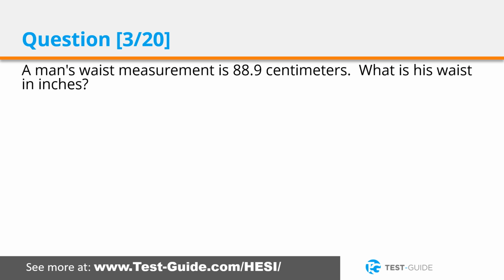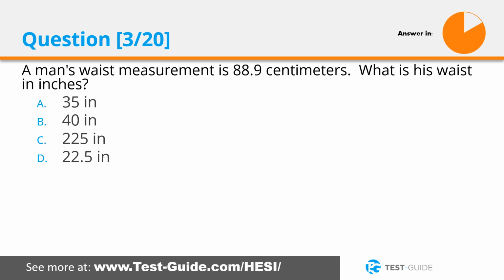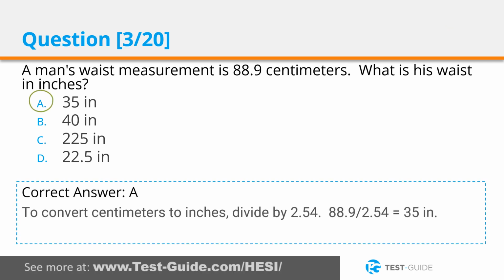Question 3. A man's waist measurement is 88.9 centimeters. What is his waist in inches? 35 inches, 40 inches, 225 inches, 22.5 inches. Correct answer A. To convert centimeters to inches, divide by 2.54. 88.9 divided by 2.54 equals 35 inches.